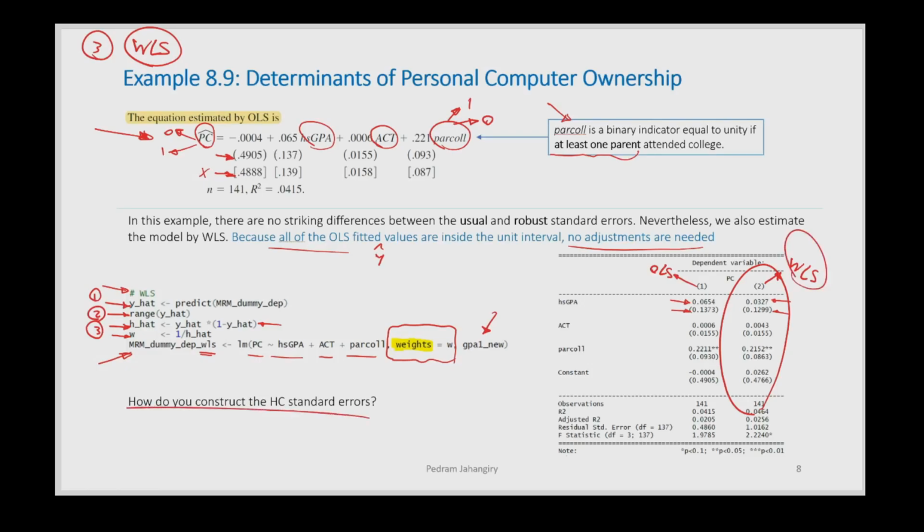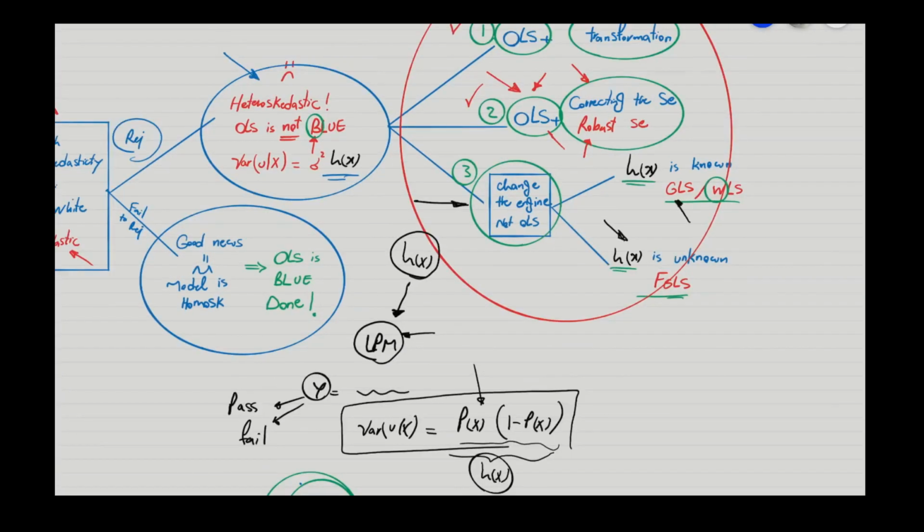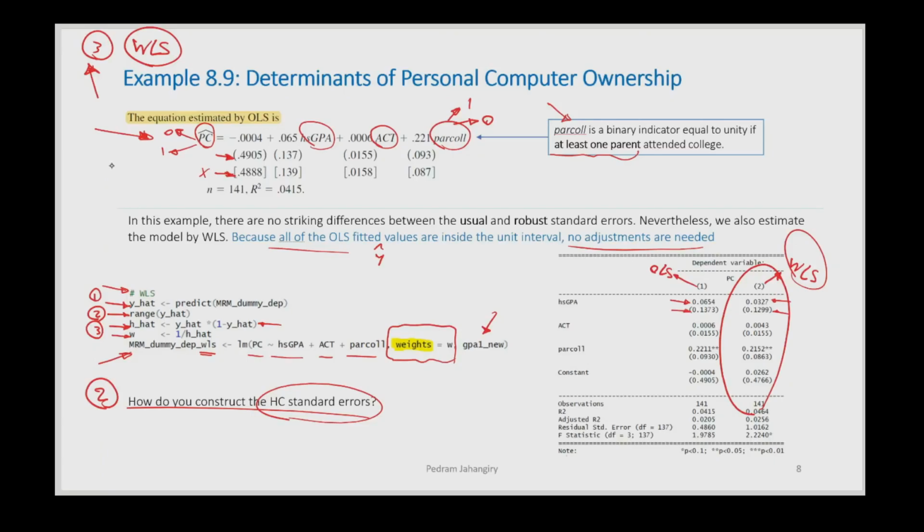Here's a question for you. I'm going to answer this question in the class, but just to give you some food for thought, just think about it. How do you construct the heteroskedasticity-corrected standard errors? So basically I'm asking, do you remember the third remedy? Use the second remedy. So how do you construct these numbers? Because guys, either way is correct, right?